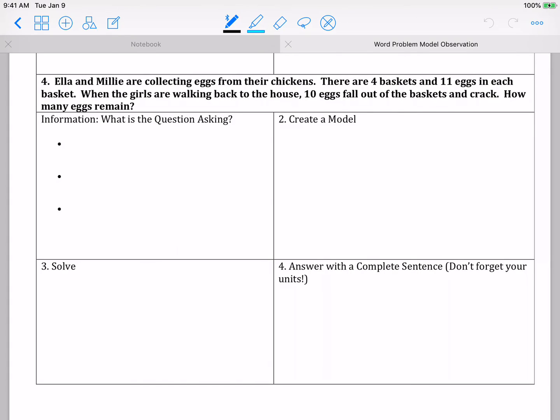Number 4 says, Ella and Millie are collecting eggs from their chickens. There are 4 baskets and 11 eggs in each basket. When the girls are walking back to the house, 10 eggs fall out of the basket and crack. How many eggs remain? So think, is this a 1-step problem or is it a 2-step problem? And then if it's 2 steps, what operations do we need to do to solve? What problem do we need to do first, and then what problem do we need to do after that?